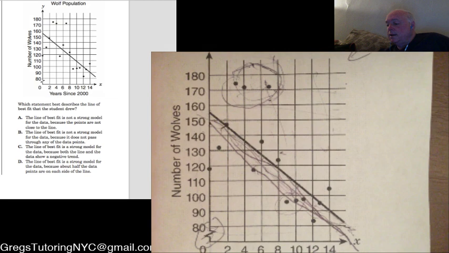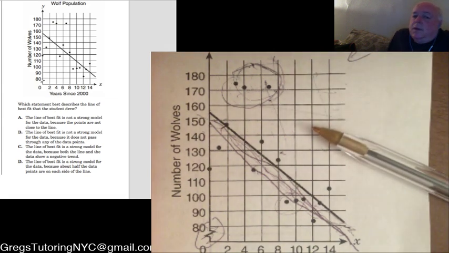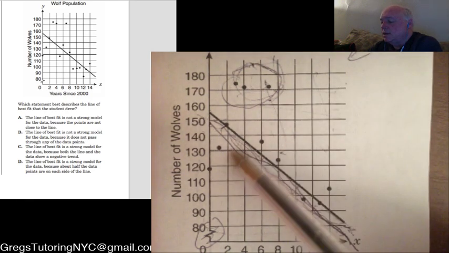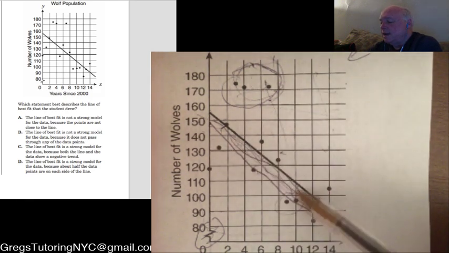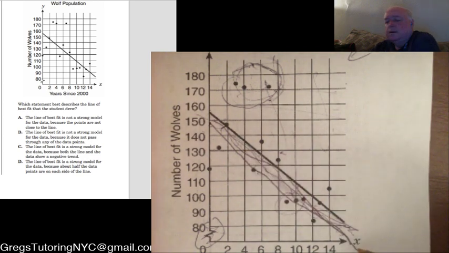So, all right. You want line of best fit, you want scatter plot, you want outliers. In any event, A is okay. It's not that A is wrong, but to me the numbers are not too varied, and I would have liked the line to be drawn a different way. So, the line of best fit is not a strong model for the data because the points are not close to the line.